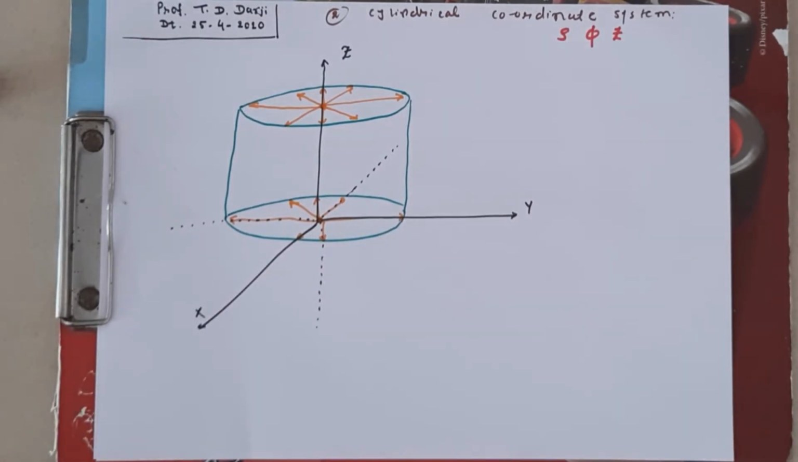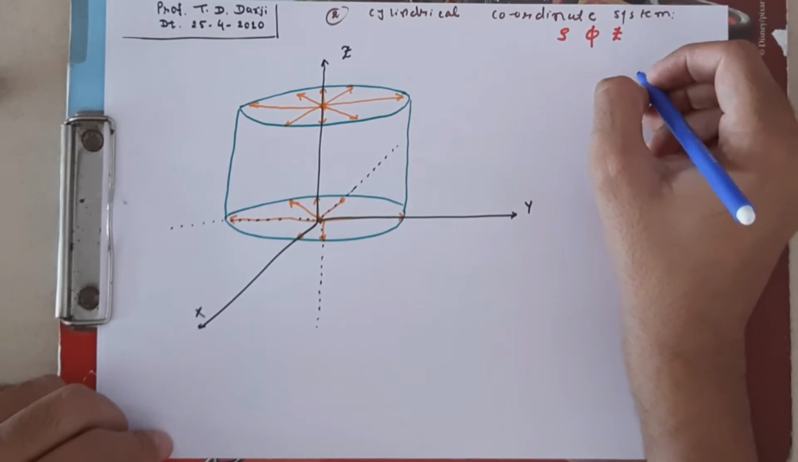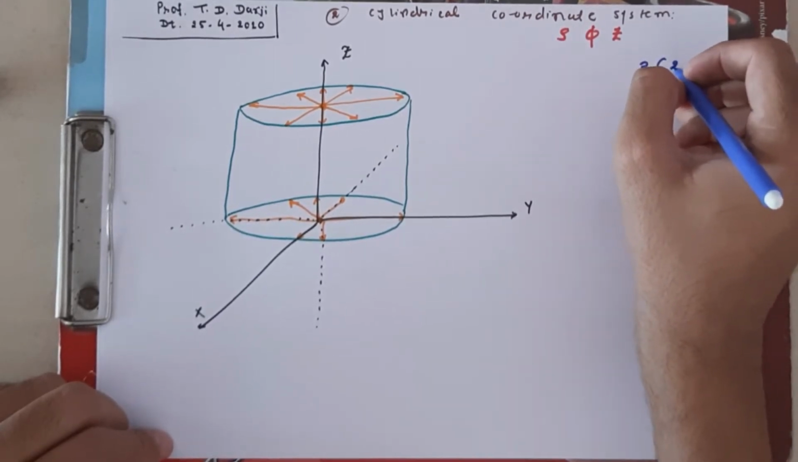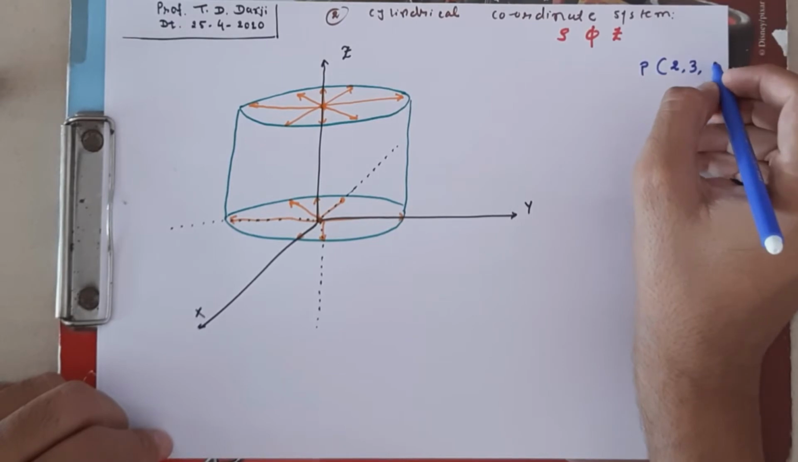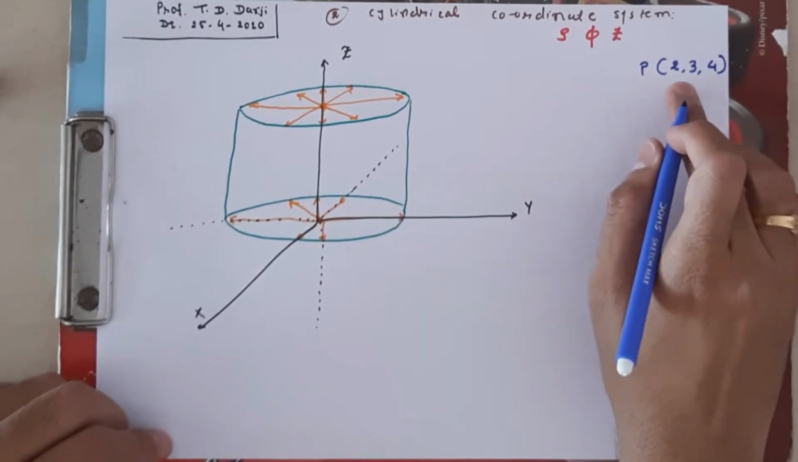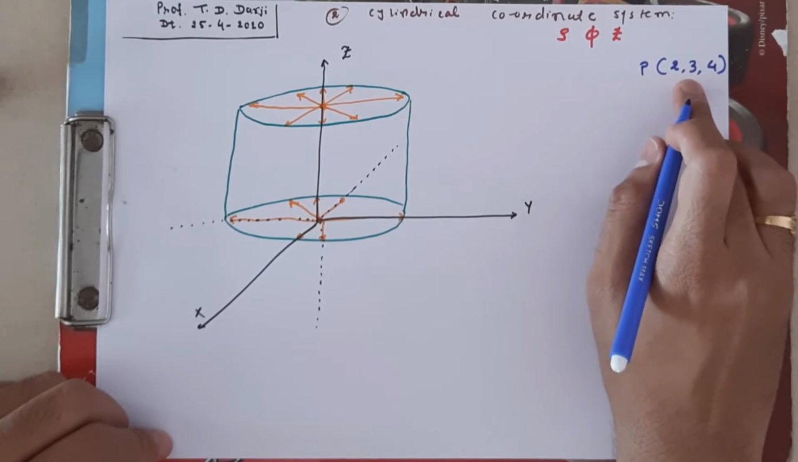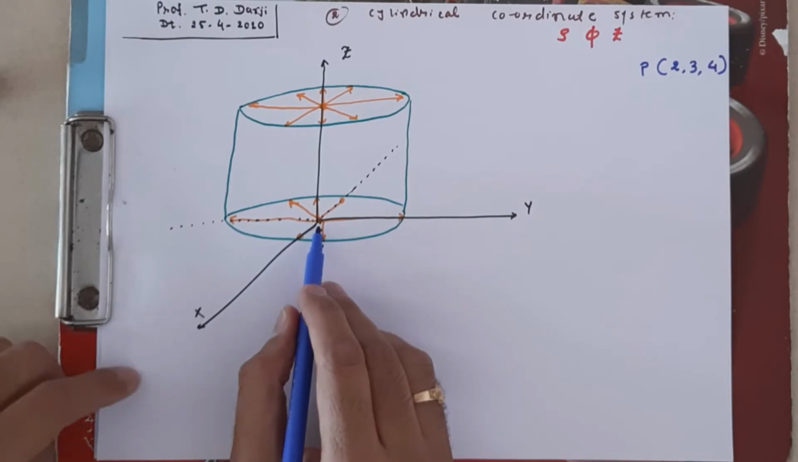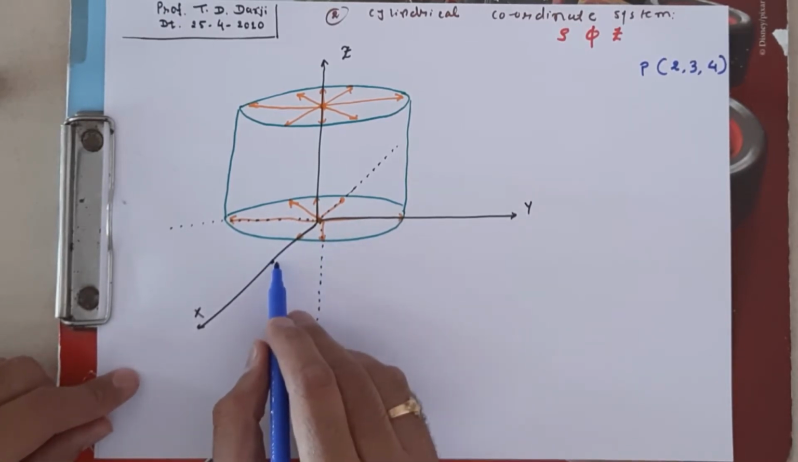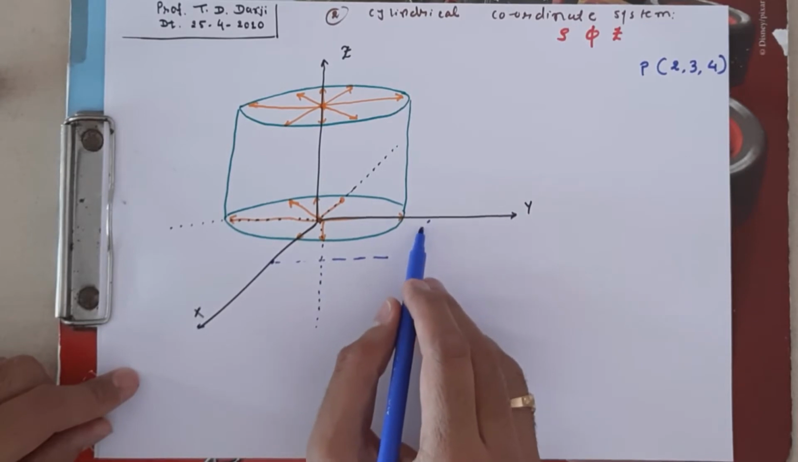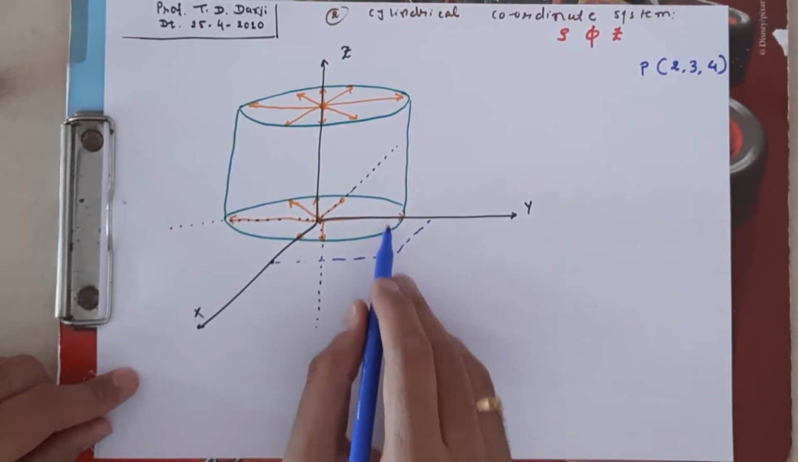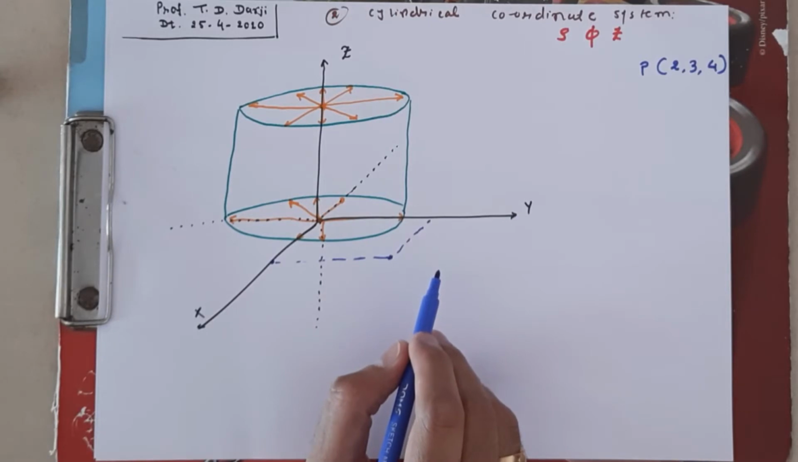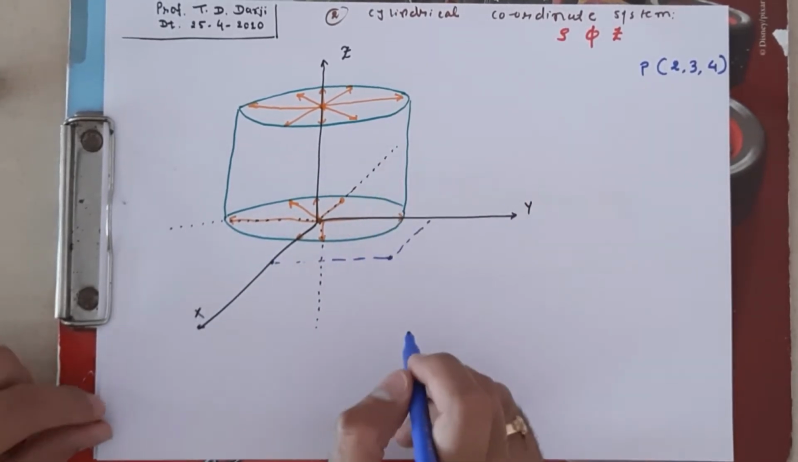For example, suppose in the Cartesian coordinate system my point is 2, 3, and 4. The values of x, y, z are 2, 3, and 4. How to represent this point? I have to cover 2 steps in the x direction, 3 steps in the y direction, and 4 steps in the z direction.